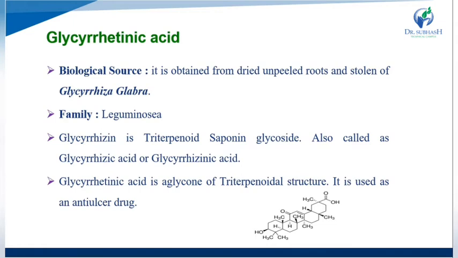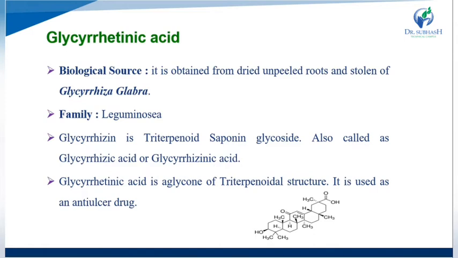Glycyrrhizin is a triterpenoid saponin glycoside, also called glycyrrhizic acid and glycyrrhizinic acid. Both are synonyms. Glycyrrhizinic acid is a glycoside of a triterpenoidal structure. It is used as an anti-cancer, anti-ulcer drug.